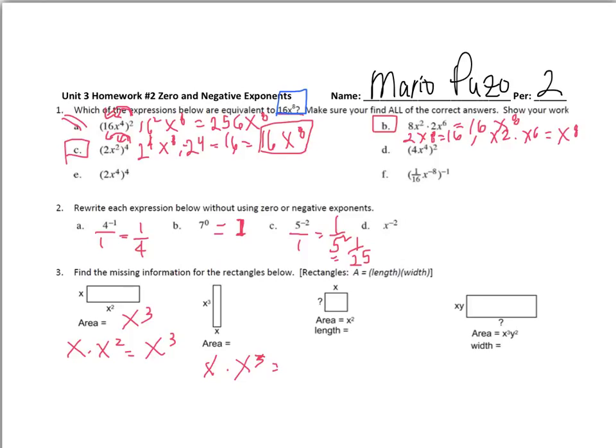On the third item, it asks you, what's the length? If the area is x squared, that means it's x times what? That's right, x.